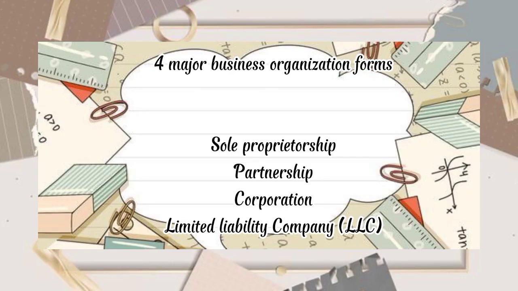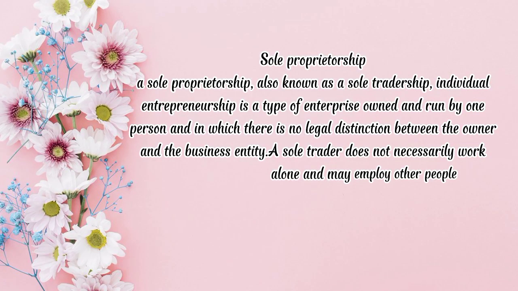There are four major business organization forms: the sole proprietorship, partnership, corporation, and limited liability company, or LLC. Sole proprietorship. A sole proprietorship, also known as a sole tradership or individual entrepreneurship, is a type of enterprise owned and run by one person and in which there is no legal distinction between the owner and the business entity. A sole trader does not necessarily work alone and may employ other people.